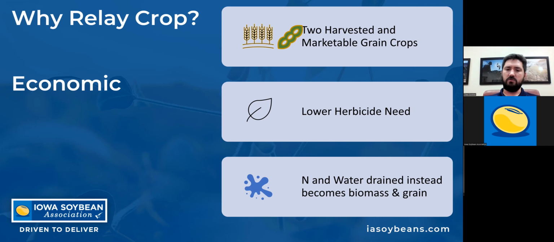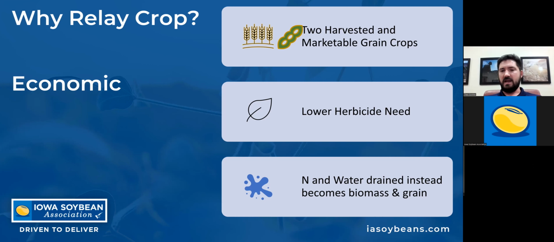So very few, or I guess none, of these trial sites where relay cropping has been done are using a pre-emergent herbicide program. They're often doing a post small grain or post rye harvest application of herbicide just to clean up weeds. But there's very few out there relative to if you have just a sole crop planted into no rye cover. So there's much lower herbicide need.